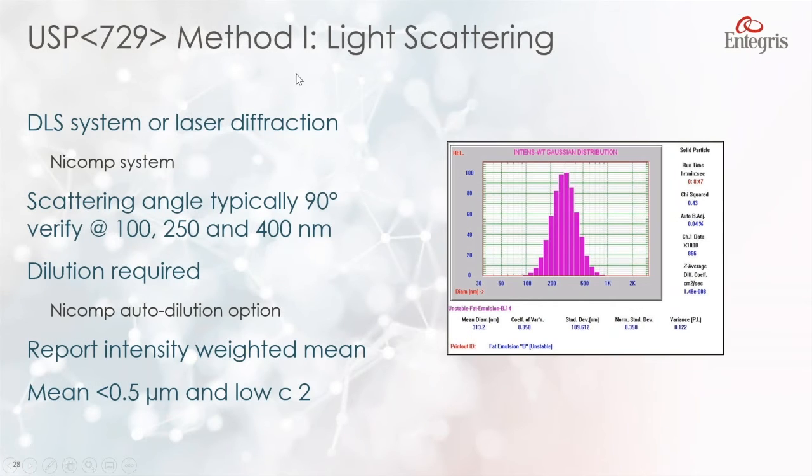Here is a result for method 1 using dynamic light scattering. Here we can see the mean size was 313 nanometers when actually it just needs to be below 500 nanometers. This is a result from DLS for method 1.